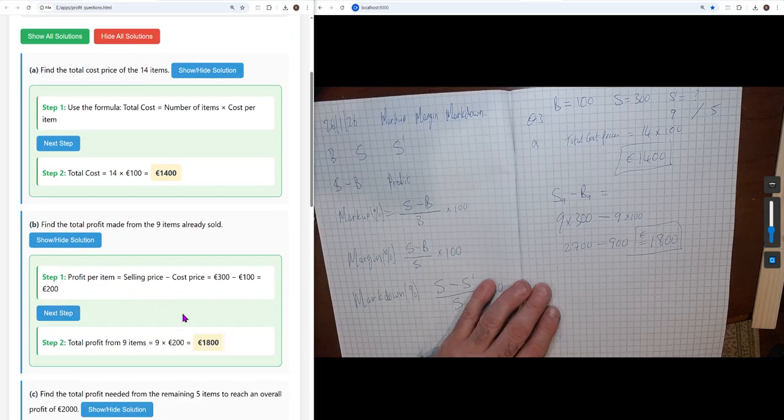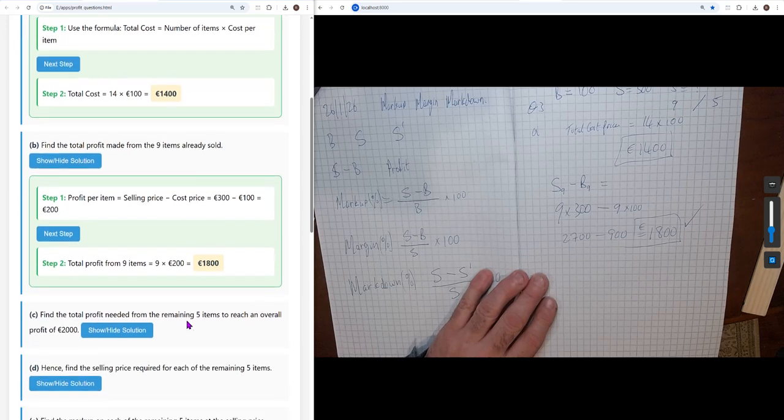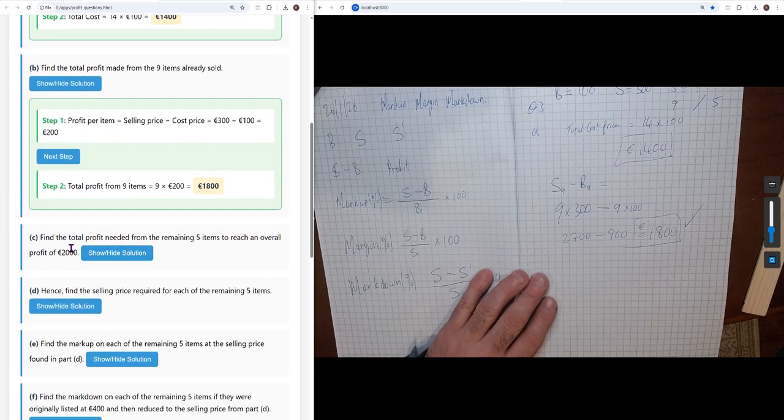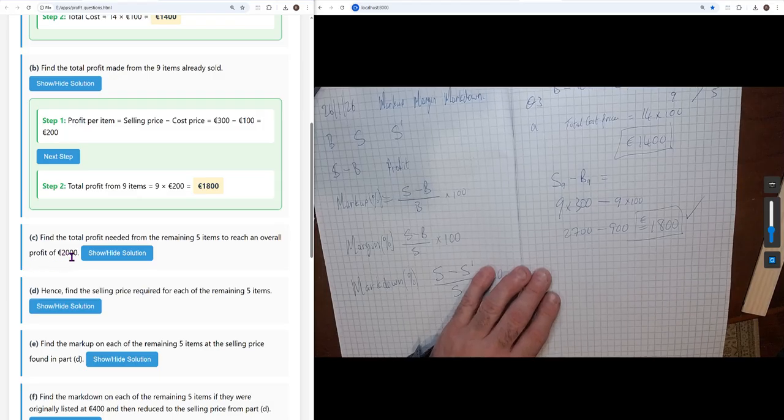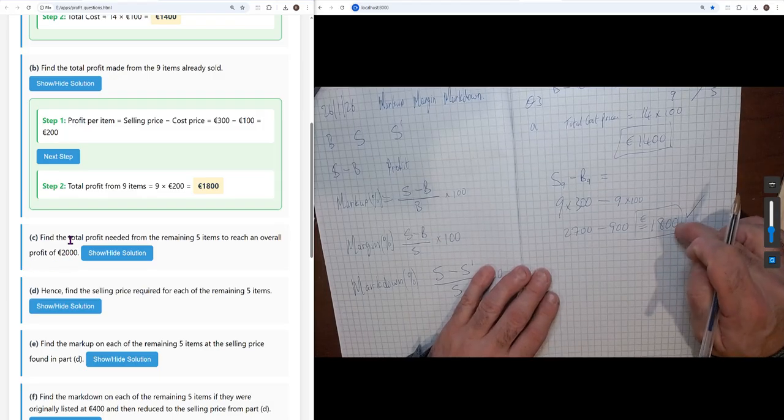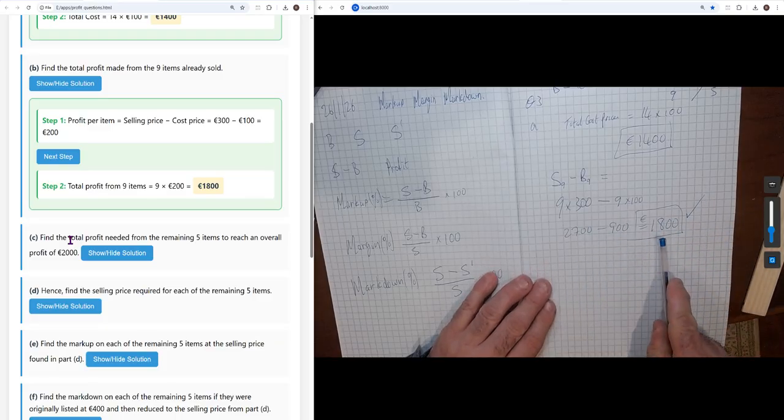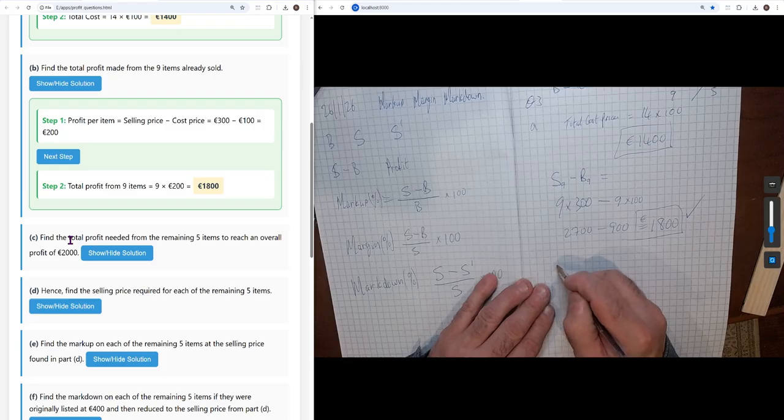Profit per item. Next step, multiply it by 9, we get 1800. Okay. Next up, find the total profit needed from the remaining 5 items to reach a total profit of 2000. So here we have this just calculated, and they're saying we need that profit to turn into 2000. So we look at the difference first. So the extra profit, we just go 2000.